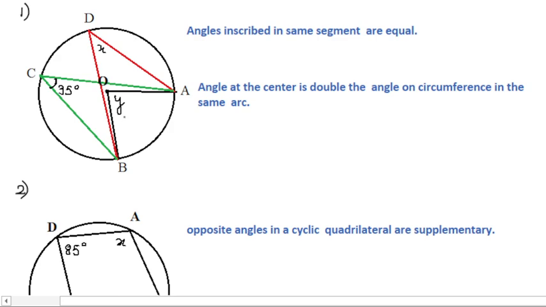So this is a circle and I have drawn three angles inside it. We have to find the unknown angles x and y. We'll use circle theorems to find all the unknown angles. So let us start with x.